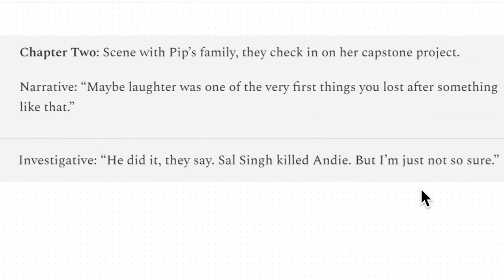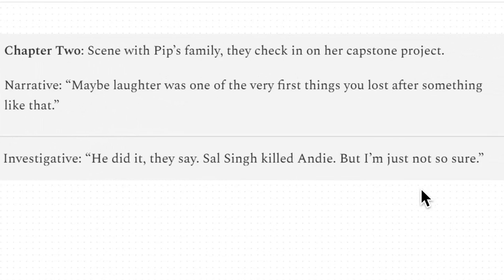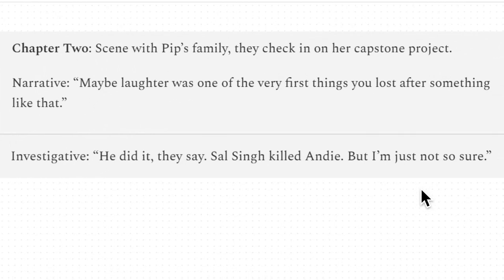In Chapter 2, we have a scene with Pippa's family where they check in on her capstone project. The narrative last line is, "Maybe laughter was one of the very first things you lost after something like that." Pip is thinking of the Bells and the Singhs. The Bells are the victim's family, and the Singhs are the murderer's, in quotation marks, family. In this moment, she's comparing her happy family to the devastation of the Bells and the Singhs. Here we're establishing an emotional connection to the project, the high human worth at the center of Pippa's goal. Two families destroyed by the murder.